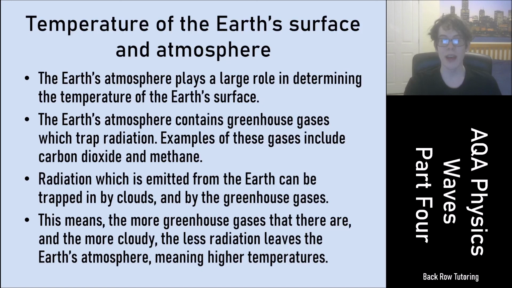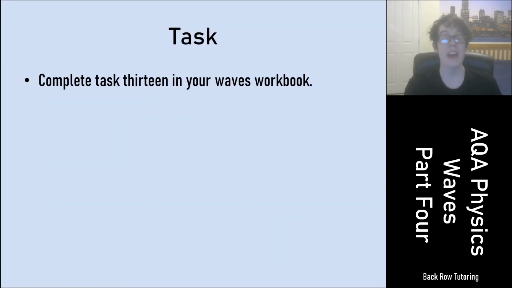The Earth's atmosphere plays a large role in determining the temperature of Earth's surface. The Earth's atmosphere contains greenhouse gases which trap radiation. Examples of these gases include carbon dioxide and methane. Radiation which is emitted from the Earth can be trapped in by clouds and by the greenhouse gases. This means the more greenhouse gases there are, and the more cloudy it is, the less radiation leaves the Earth's atmosphere, meaning higher temperatures. If you're following along in your revision workbook, pause the video now and complete task number 13.